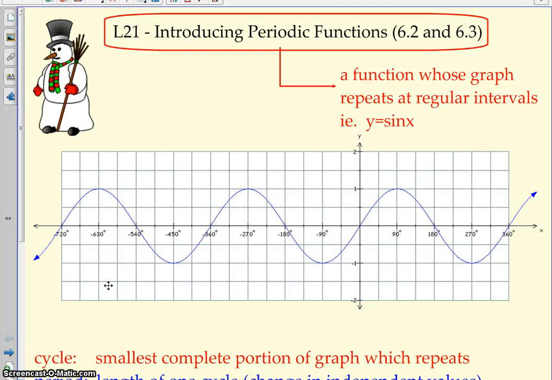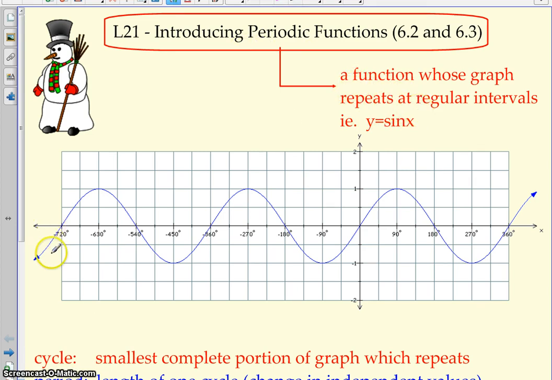Okay, so in this unit we're going to look at a new kind of graph that you haven't seen too much of. Specifically, we're going to look at something called a sinusoidal function. But before we do that, we're going to look at a broader type of function called a periodic function. And again, we haven't seen too much of these before, but a periodic function is any graph or any function that repeats at regular intervals.